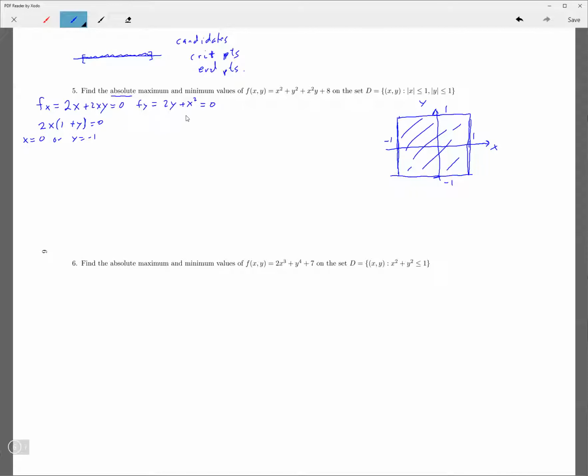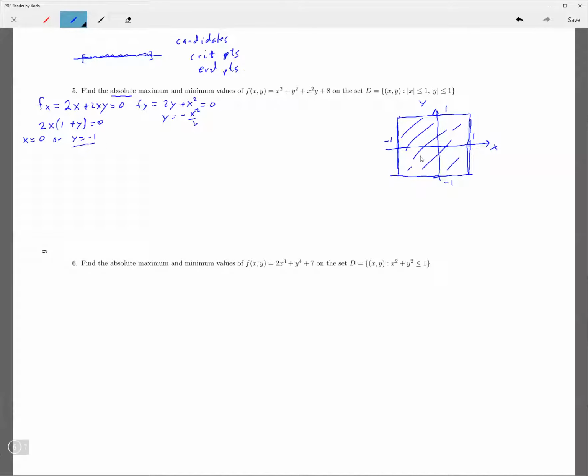And then right here, let's see, how can that be 0? Here, y has got to be equal to negative x squared over 2. So you need both of these conditions to hold in order for it to be a critical point.